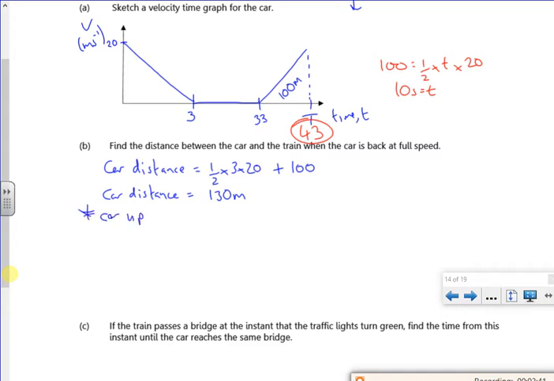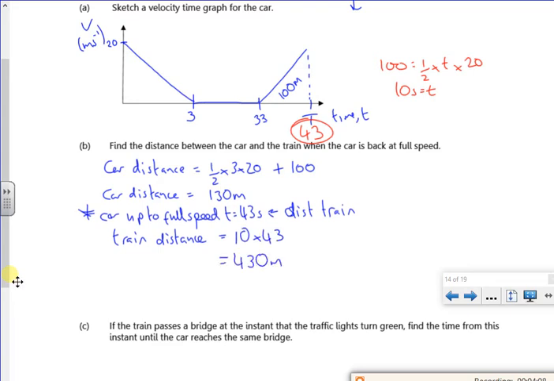So the car is at full speed at 43 seconds, and that's what I'm interested in. I want now the distance of the train. The train has been going at a solid 20 metres per second for 43 seconds. What am I doing here? This is why I shouldn't do stuff live, I make so many mistakes. Well, speed's 20, so 860 metres. So the difference in the distances would be 860 minus 130. You have to watch me to make sure I don't make too many mistakes. Maybe I should just slow down. There we go.